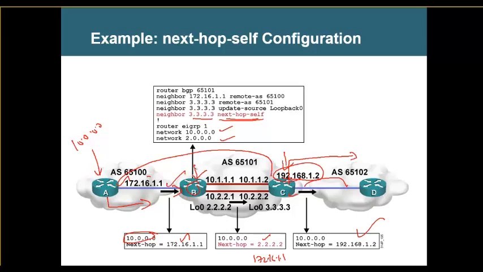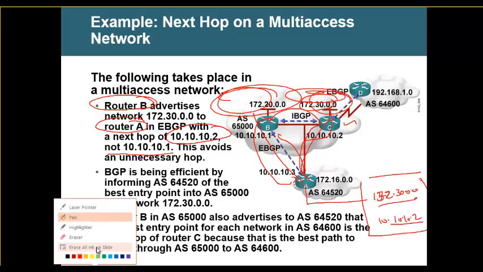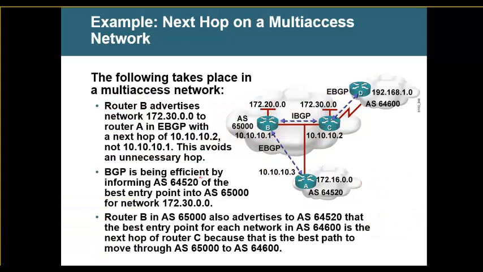You can go this way. You can also go this way. Multi-access. In multi-access, if any route coming from here, B will be the next stop. But route coming from C, C will be the next stop, even though C is not a direct neighbor. Because BGP is clever, it wants to avoid you going unnecessarily like this. When there is a path like this, BGP wants you to go like this. Best entry path.